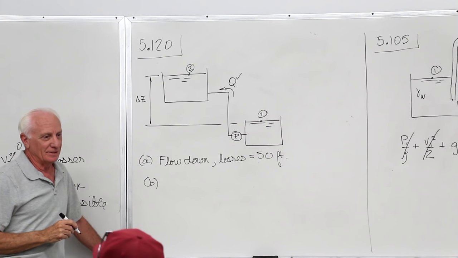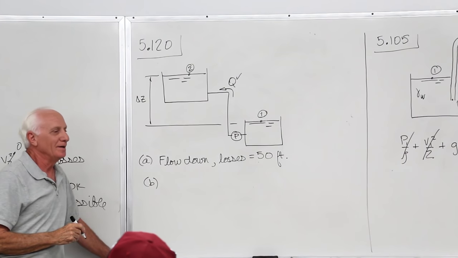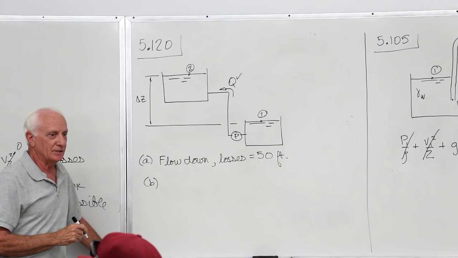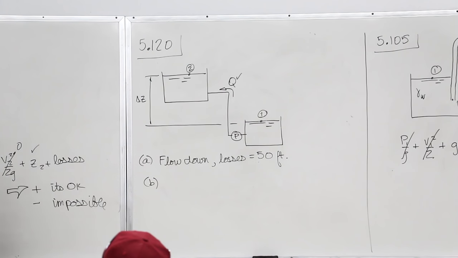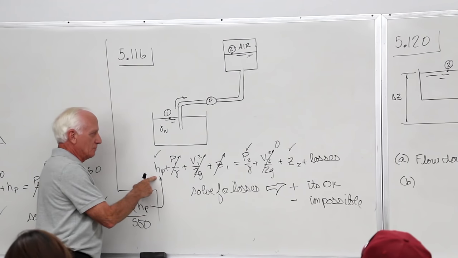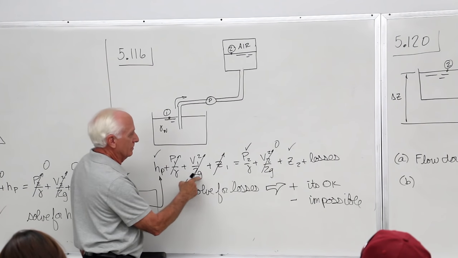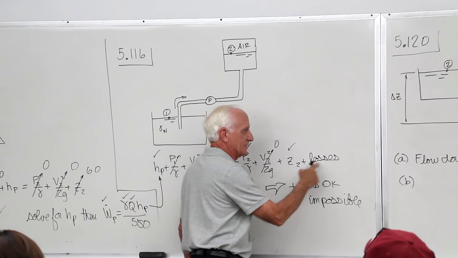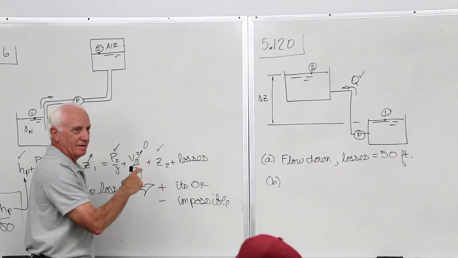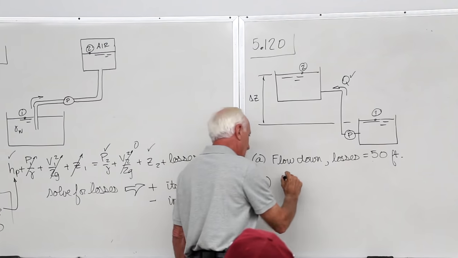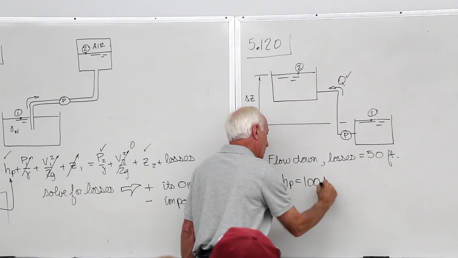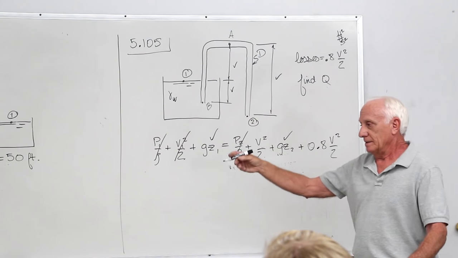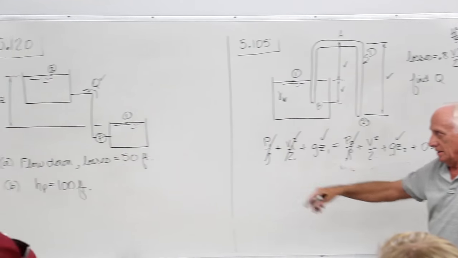P1 0, Z1 0, V1 0, P2 0, V2 0, Z2 50. Here's the equation. HP equals 0 plus 0 plus 0, equals 0 plus 0 plus 50, plus losses 50. Okay. Power? You want the power? H sub P times gamma Q. That's the power.